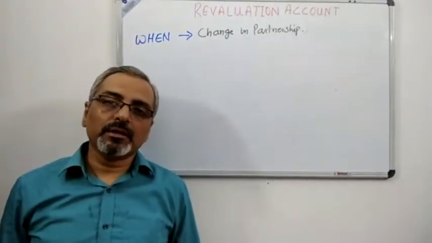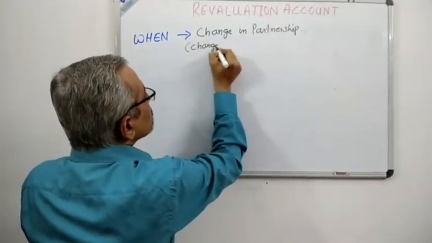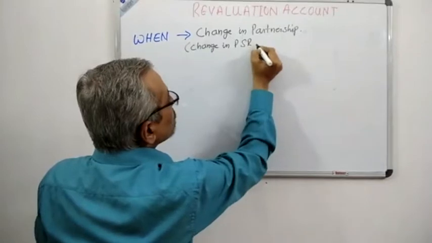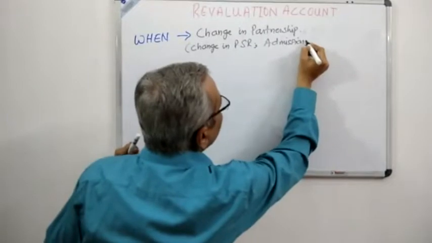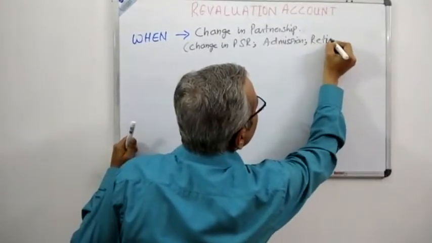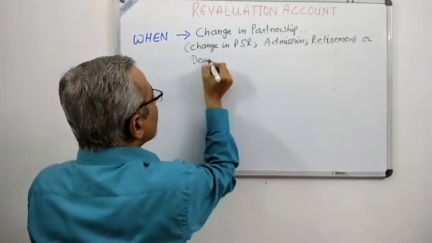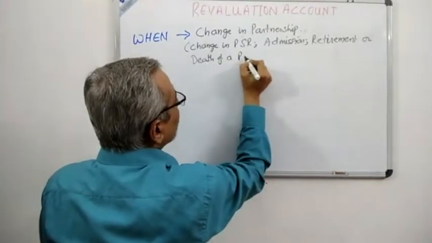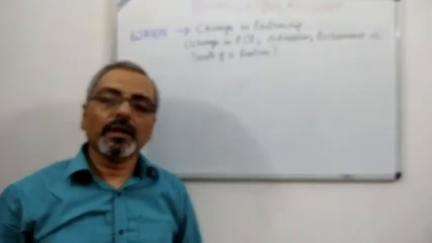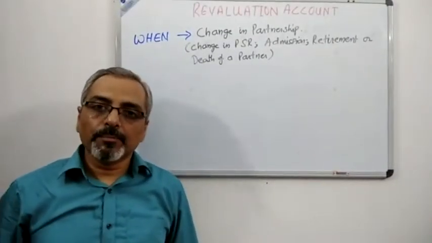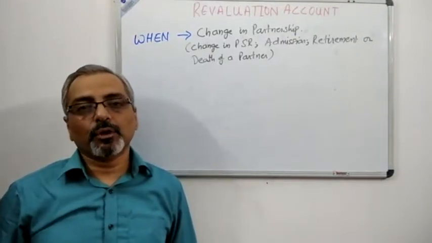There is a change in partnership under the following cases. Number one, when there is a change in profit sharing ratio, admission of a partner, retirement of a partner, or death of a partner. These are the cases where there is a change in the agreement among the partners and it becomes important that we prepare a revaluation account or pass journal entries to show the effect of revaluation.